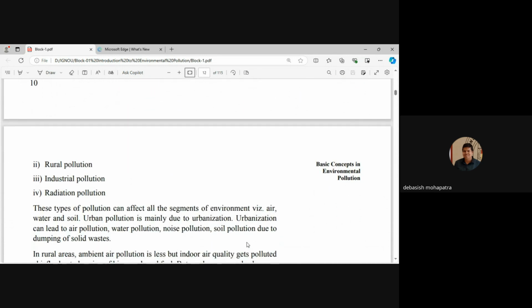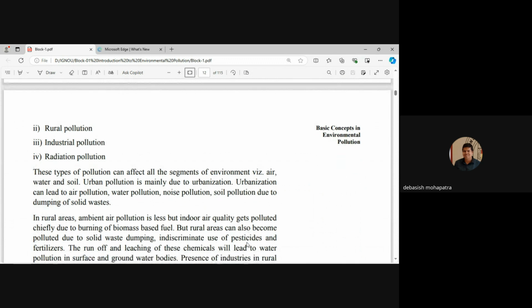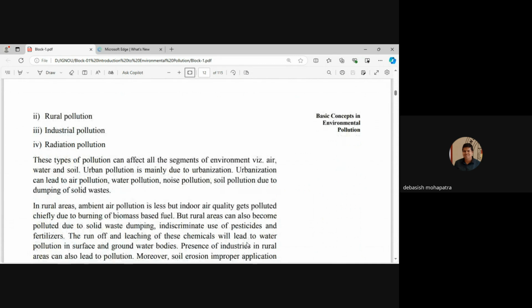Urban population, rural population, industrial pollution, and radiation pollution. These are all different types.